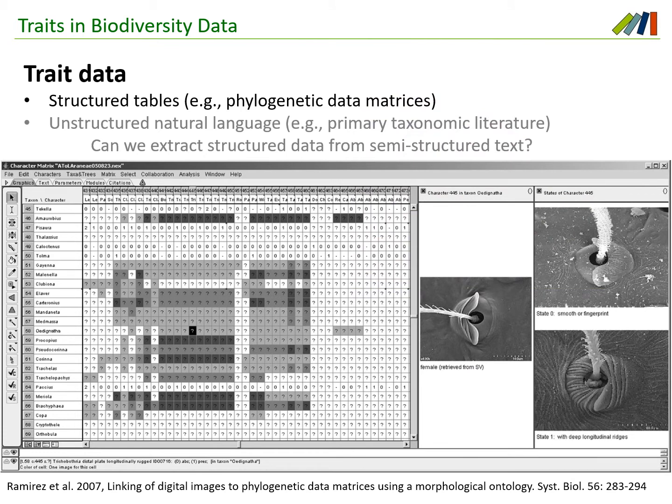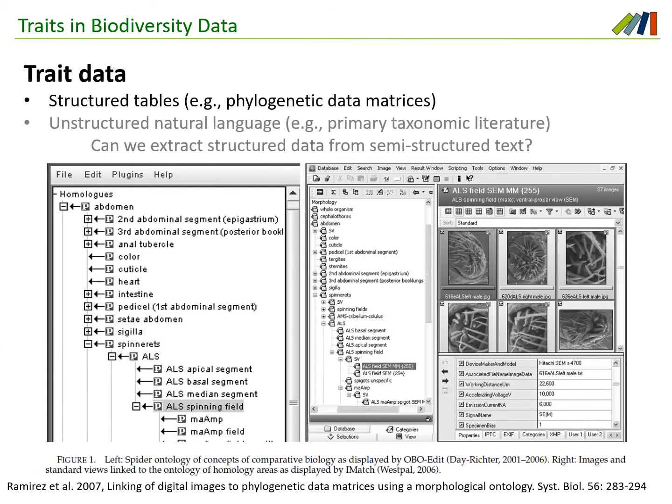Literature on biodiversity is a rich source of trait data. This generally comes in 2 forms, either as structured tables or unstructured natural language text. Structured tables are typically found in phylogenetic studies. The cells where any taxon and character intercept is where the particular character state is represented, which is described with text and may also be documented with images. Structured tables are relatively straightforward to use as trait data because ontology and phylogenetic character matrices are both concerned with homologous characters.